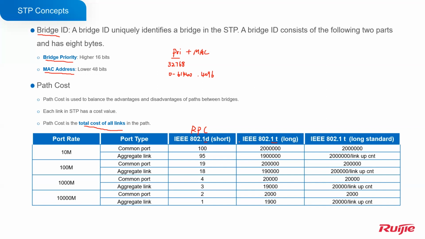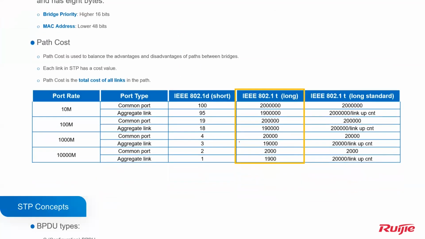Okay, this is about the path cost. And by default, what we use is the second one. By default, the standard is the second one.